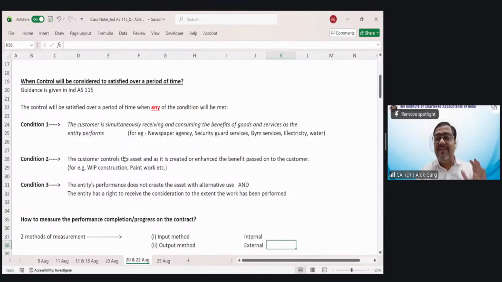So if any of these 3 conditions is satisfied, then you can say that control is transferred over a period of time, the performance obligation is satisfied over a period of time, and revenue has to be recognized over a period of time. If any of the conditions does not meet, then what will happen?